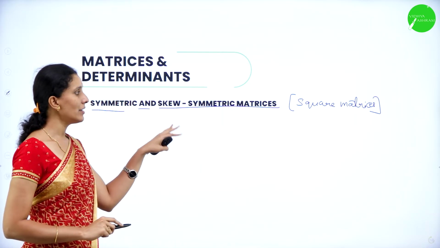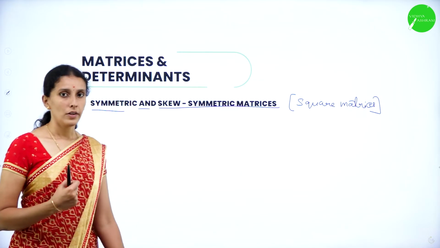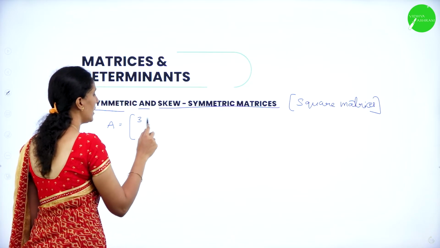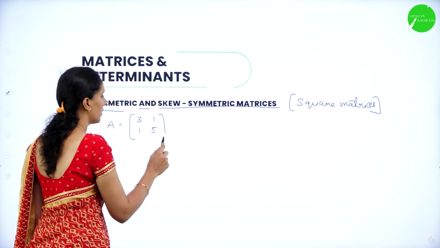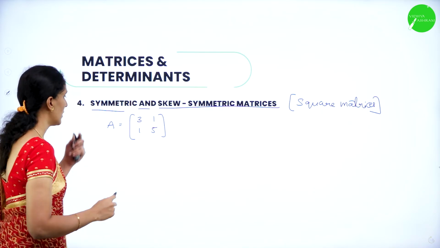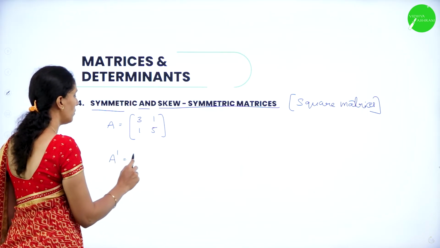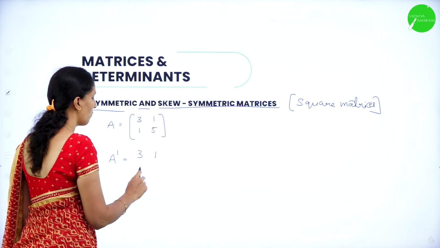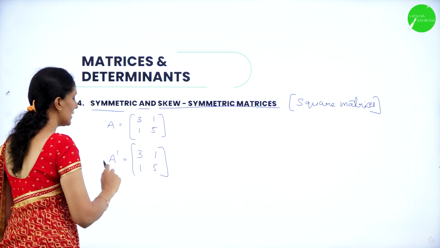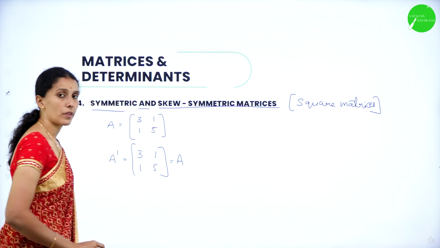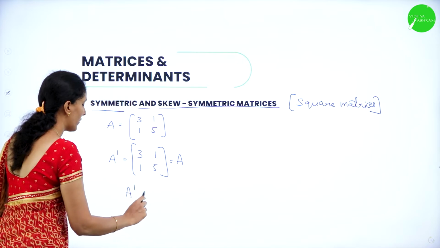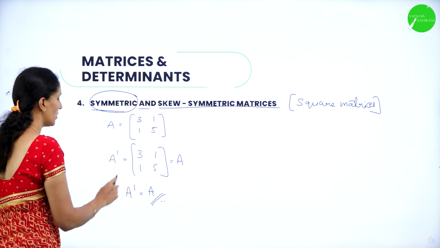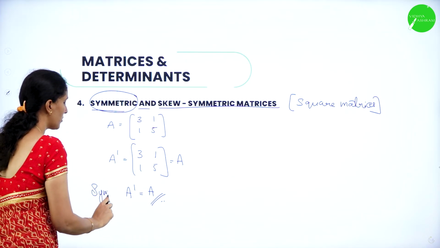What do symmetric and skew symmetric matrices mean? Let me take an example of matrix A, that is 3, 1, 1, 5. Find the transpose of this. So A dash is equal to 3, 1, 1, 5. Write columns into rows or rows into columns. This is the same as A only. If the transpose of a matrix is equal to A, then we call it a symmetric matrix. So this is an example of a symmetric matrix.